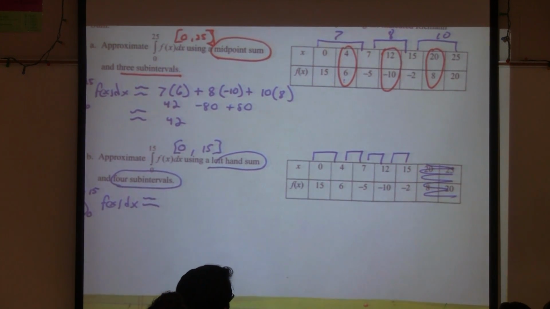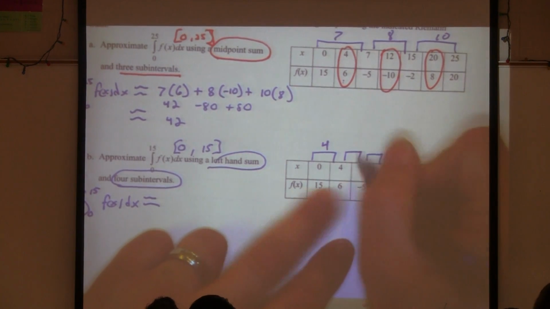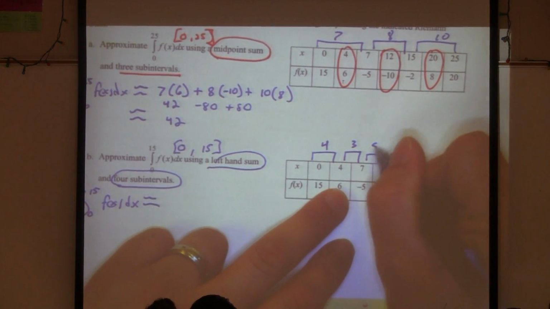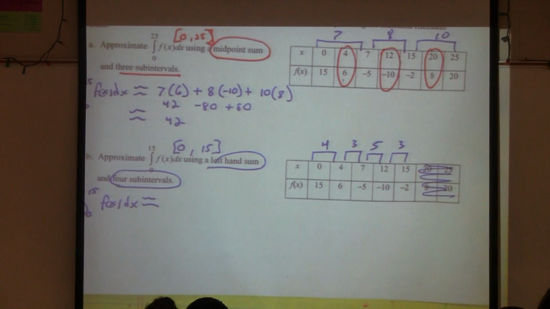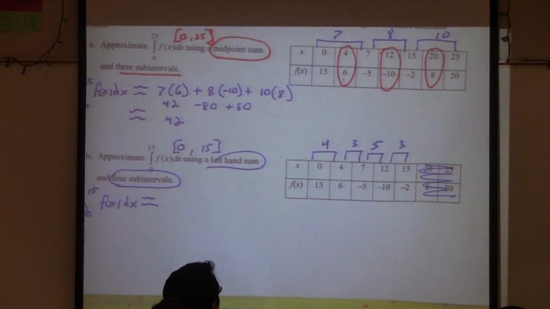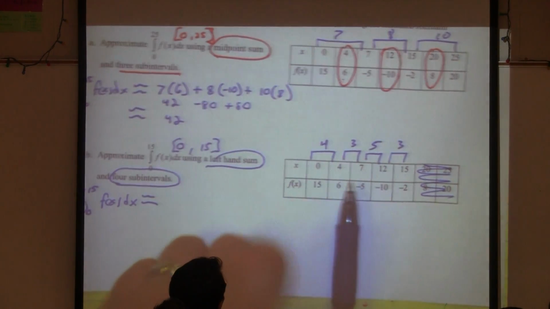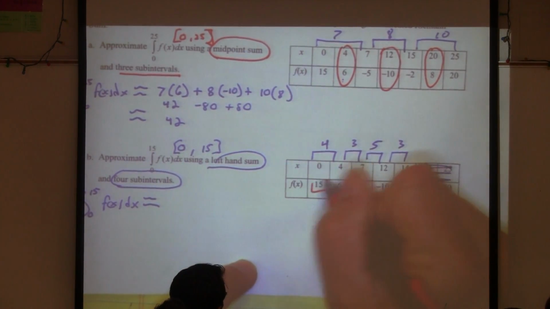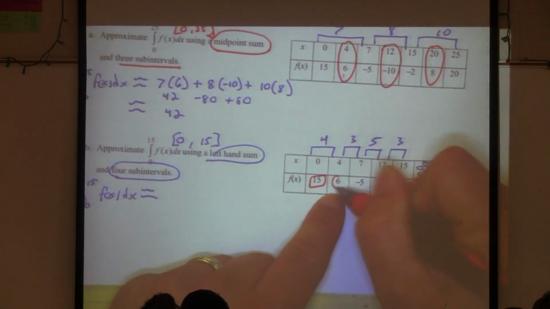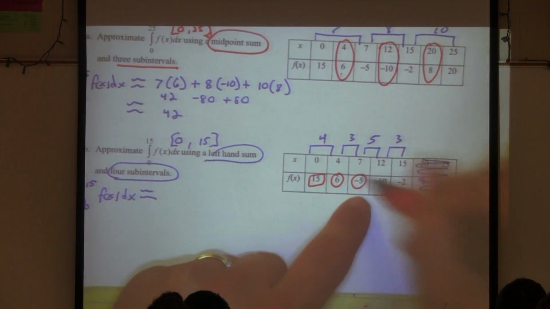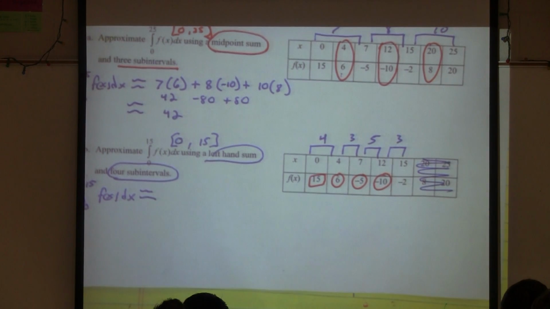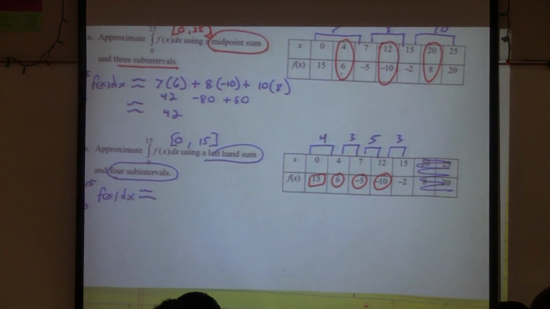Awesome, okay. Find the widths. What's the width of the first one? 4, 3, 5, 3. Alright, we're ready to go. Now we're using the left-handed endpoints. So between these first two, which one's on the left? 15. And then, between these two? 6. And then between these two? -5. And then between these two? -10. We're using those that I circled, okay?